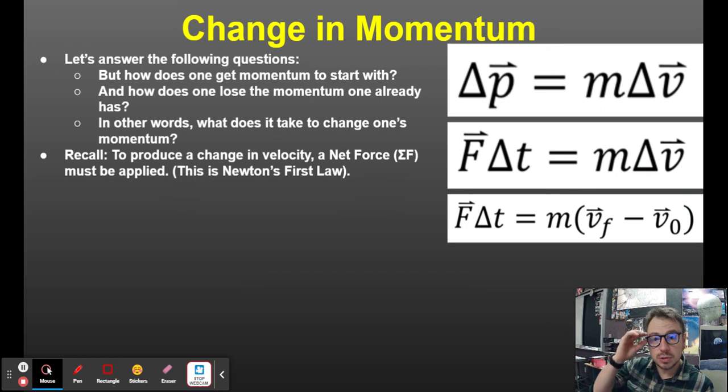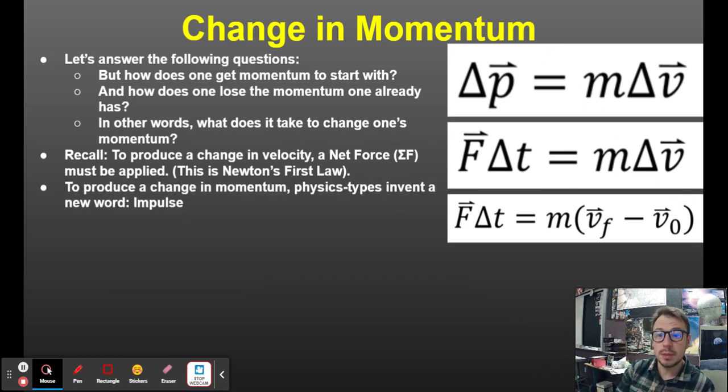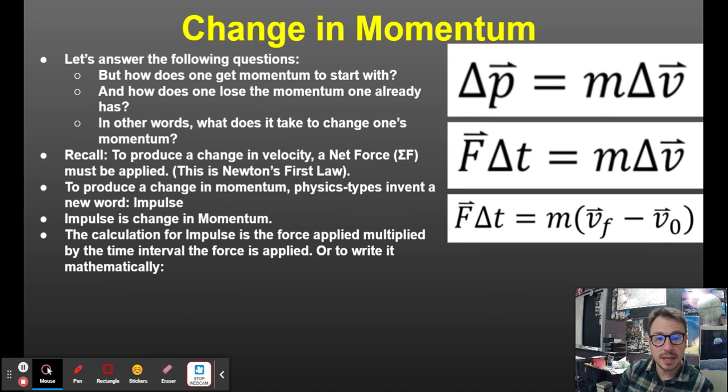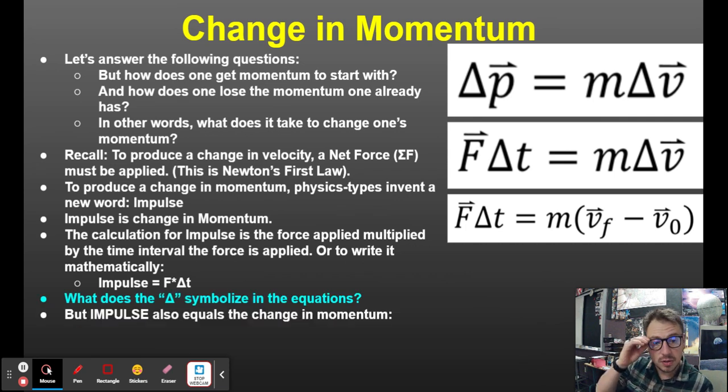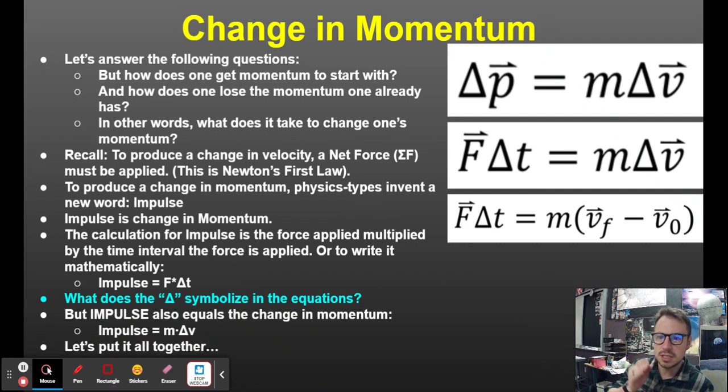In order to produce a change in velocity, you have to provide a net force. Now, to produce a change in motion, we apply what's called an impulse. Impulse is change in momentum. All you have to do to find the impulse is multiply the force times the time interval that that force is applied. We know that that triangle, that delta, means change in. But impulse is also change in momentum. The change in momentum is the mass times the change in velocity. So you speed up, you slow down, your momentum is going to increase and decrease.